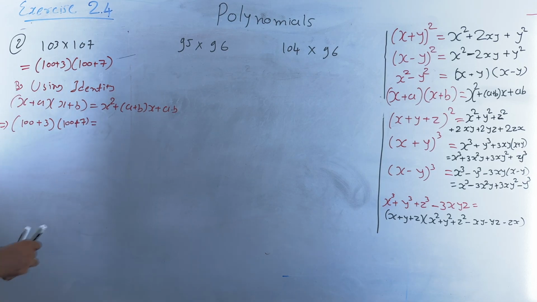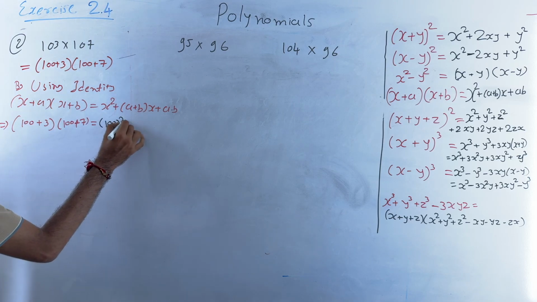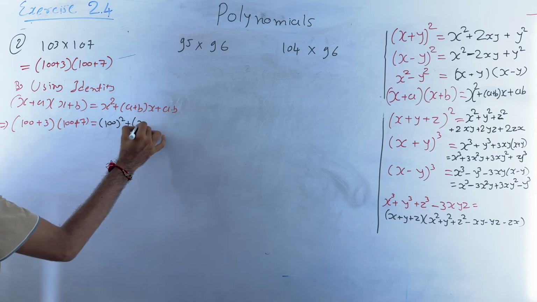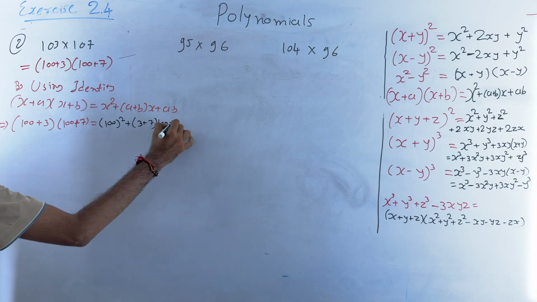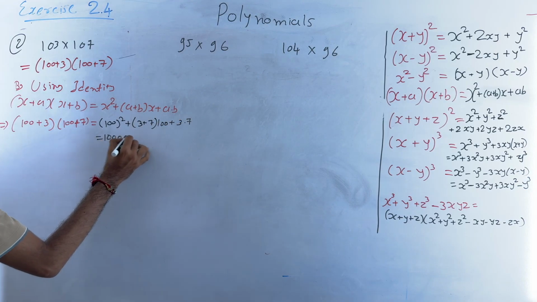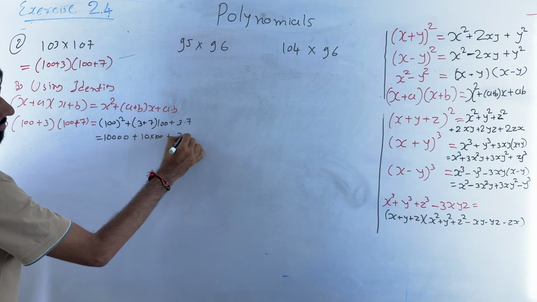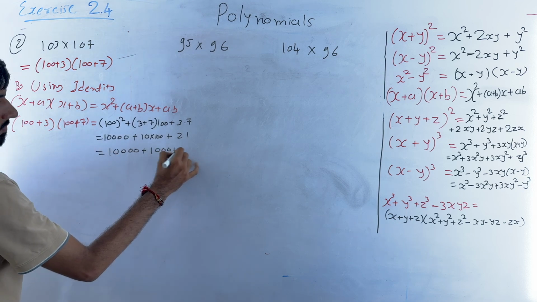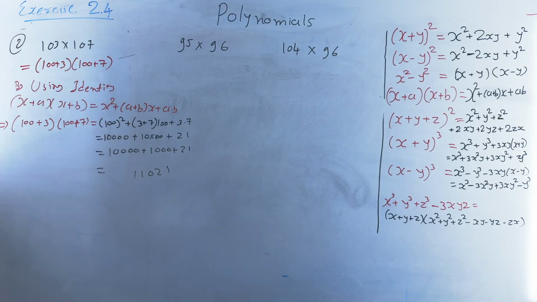So your answer will be x square, that means x is equal to 100, so 100 square plus (a plus b). Here I have a is equal to 3, b is equal to 7, so 3 plus 7 multiply x, means 100, right? Plus a into b, a is equal to 3, b is equal to 7. So my answer will be plus 10 multiply 100 plus 21, right? So it will be 10000 plus 1000 plus 21, 10021. This is my answer, right?